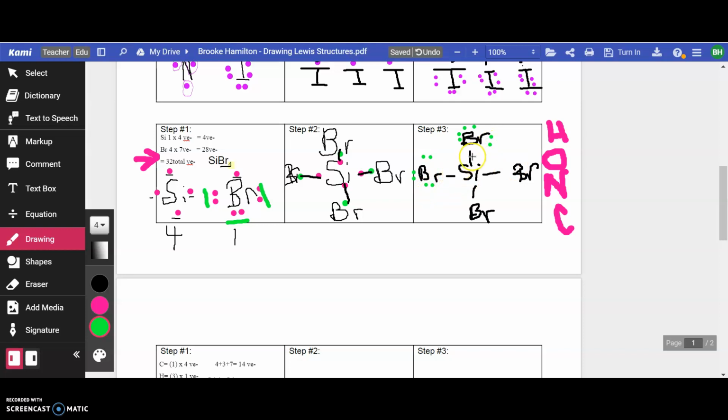So we have 2, 4, 6, 8 shared here in the middle, 10, 12, 14, 16, 18, 20. We gotta get up to 32. 22, 24, 26, 28, 30, 32. So these all have 32, the total for SiBr4. And each of the atoms has access to 8 valence electrons. So we are good to go for SiBr4.